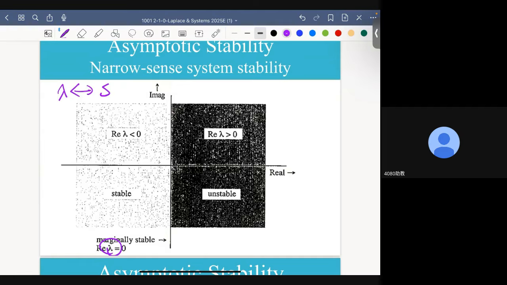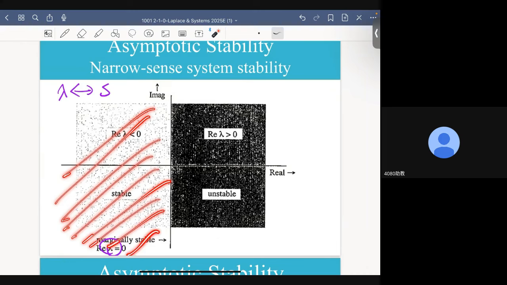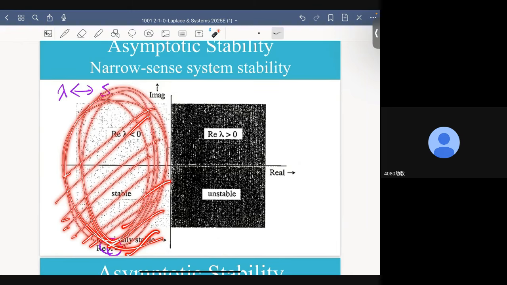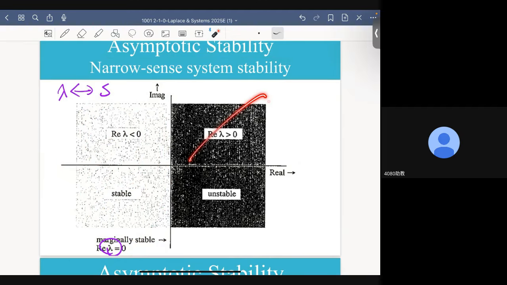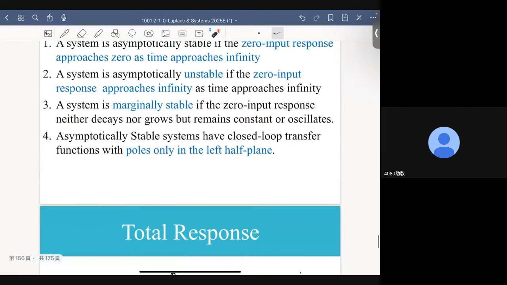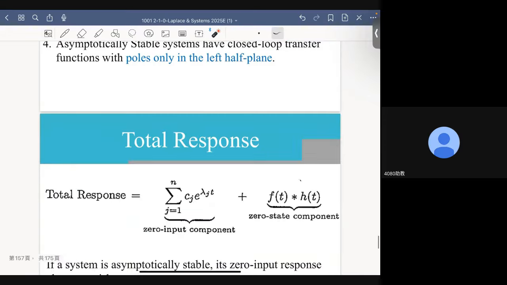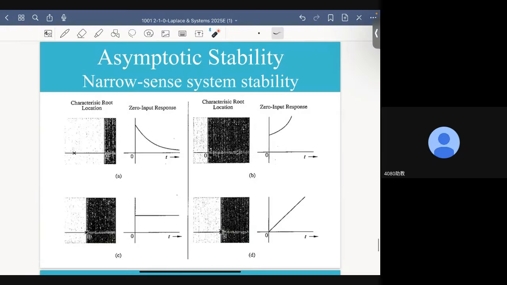All right. Now, for this part, when all the poles are located in this part of the S plane, the system is asymptotically stable. If they are in the right half of the plane, the system is asymptotically unstable. And if the poles are located on the imaginary axis, that is the vertical axis, then the system is what we call marginally stable.